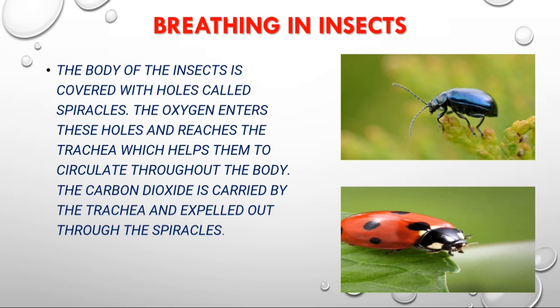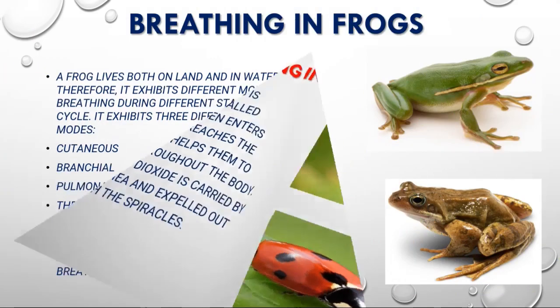Now, the carbon dioxide is carried by the trachea and expelled out through the spiracles. The trachea carries out the carbon dioxide and gives it out through the spiracles. So, this is the breathing process in insects. Hope you have understood this as well. Let's move to the next slide.